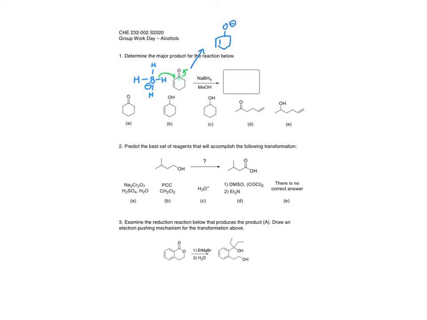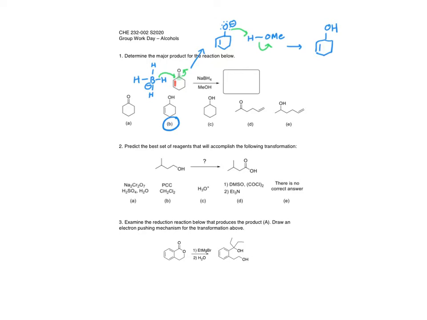Now, the reason for the methanol in this reaction is to provide a proton source. So the second step in our reaction mechanism is to protonate our alcohol. And we get this product. Sodium borohydride does not react with the alkene, so this alkene stays intact. And that gives us B as our answer.